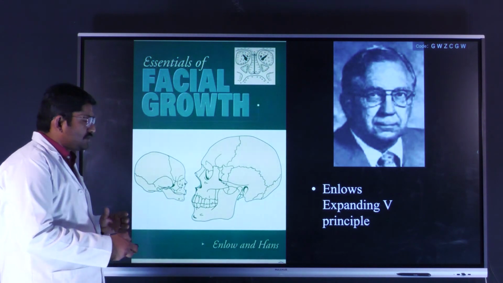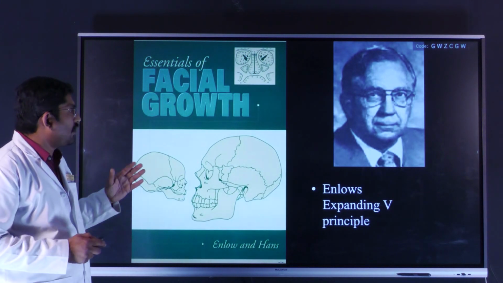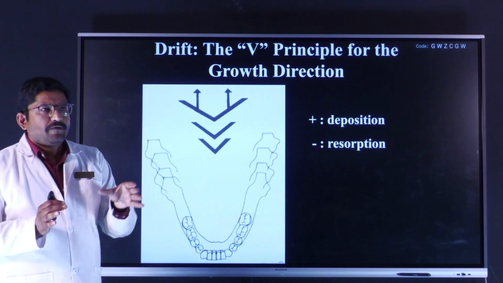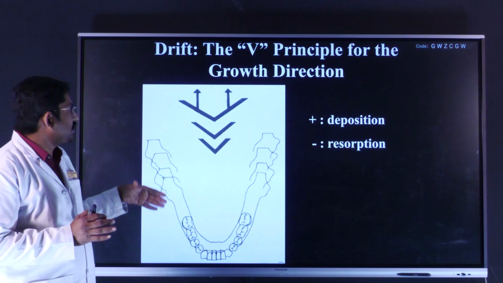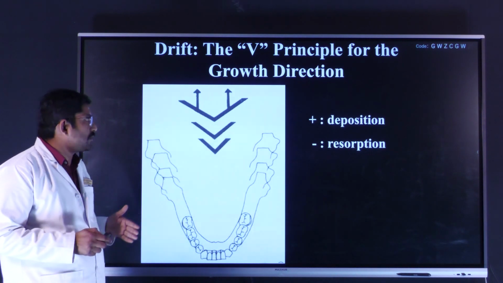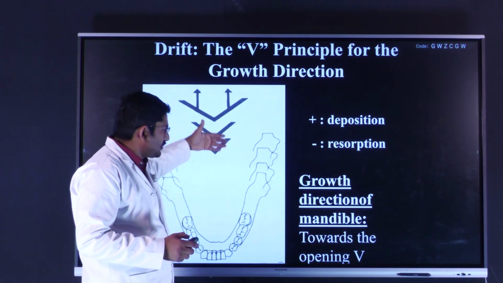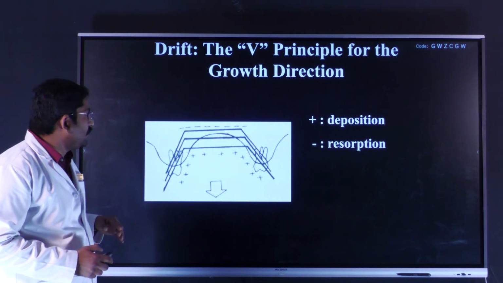Coming to the most important for an undergraduate student is Enlow's expanding V principle. What does it constitute? Any bone which is in the shape of a V, and most of the bones like the maxilla and the mandible are in the shape of a V. There is deposition of bone, there is resorption of bone. Now where is the growth direction? The growth direction is always towards the opening of the V.